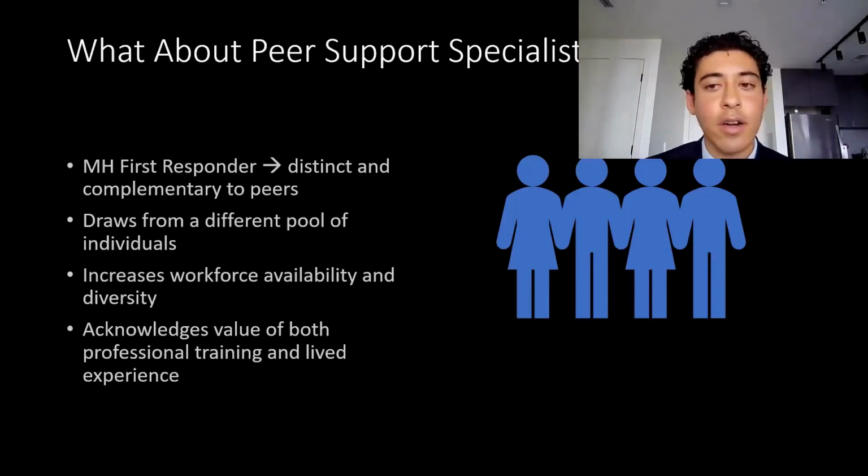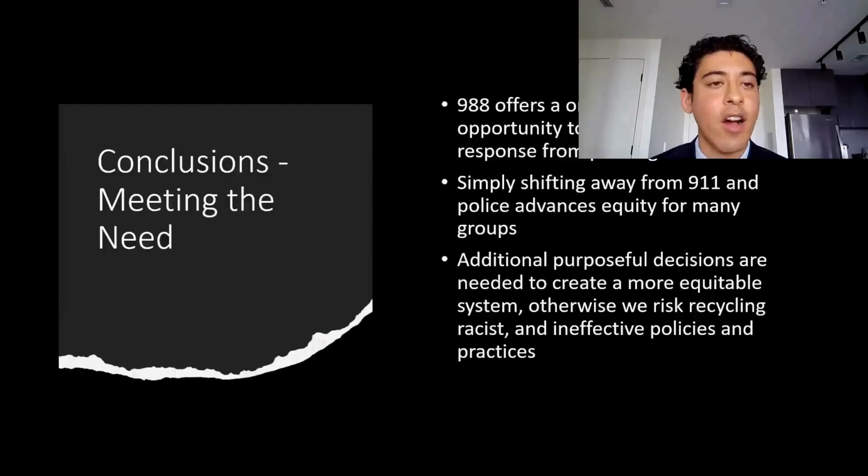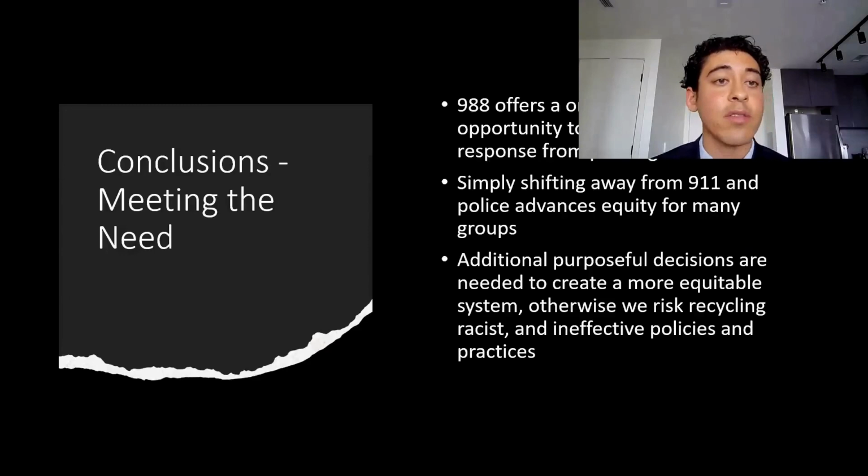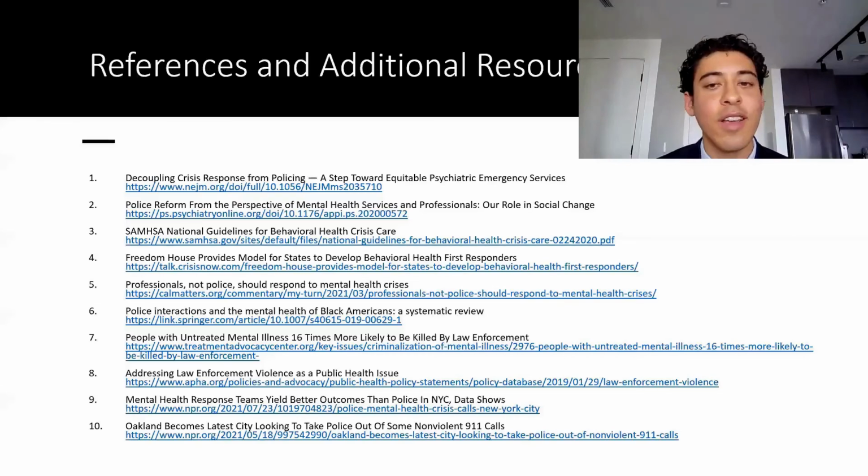And so getting to our conclusions, 988 offers us a once in a lifetime opportunity to decouple crisis response from policing. And simply shifting away from 911 and to this 988 number advances equity for many groups as long as we have the resources to adequately stand up that full spectrum of care. And additional purposeful decisions are needed to create a more equitable system, and defining skill sets and increasing opportunities for community-based professional employment will advance the effectiveness and equity of our mobile crisis workforce. So then I just ended with my quote that David had shown before: The safest communities don't have the most cops, they have the most resources.